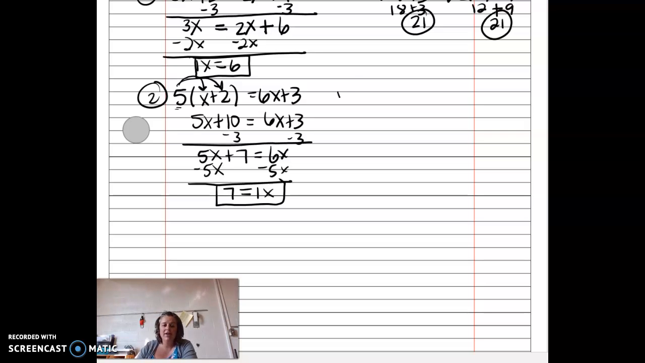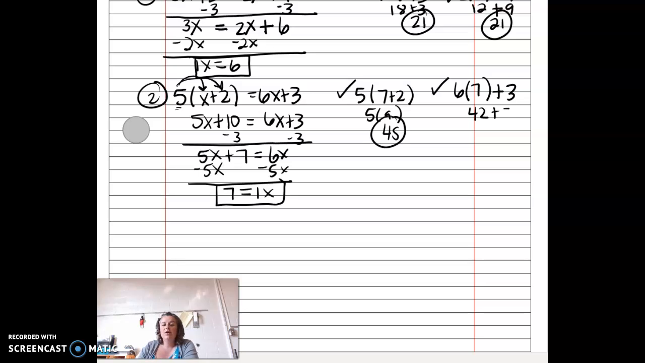And then when I go to do my check, I'm going to check the left side, which said I had 5 groups of 7 plus 2. We want to do one side at a time, right? Okay, so 5 groups of 7 plus 2. Order of operations says I got to do the stuff inside first. So I have 5 times 9, which gives us 45 on the left side. And I'm going to check the right side. So you had 6 bags, 7 coins in them, plus the 3. 6 times 7 is 42, plus 3 gives me 45.